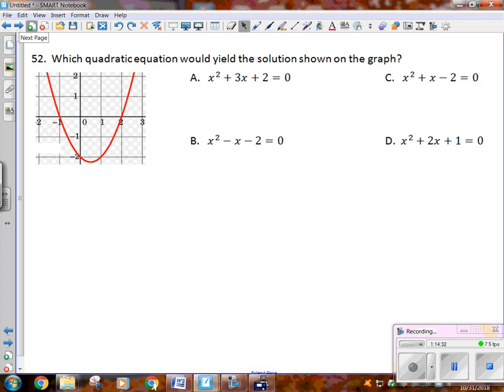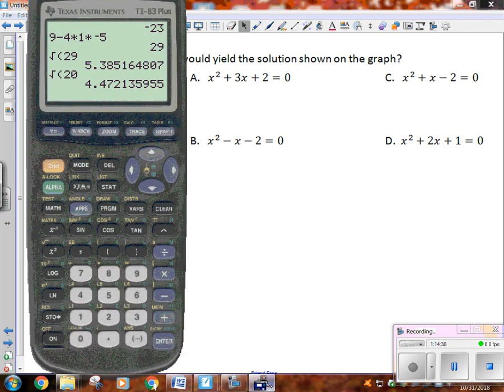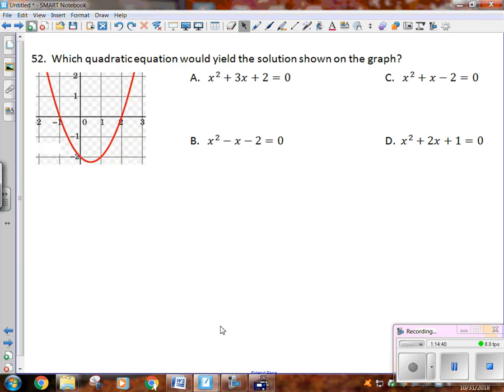Two more to go, or last one. Quadratic equation would yield the solution. There are 2 ways you could do this. You could look at the graphs. You could, like we talked about, put this in the equation and look at it in y equals.